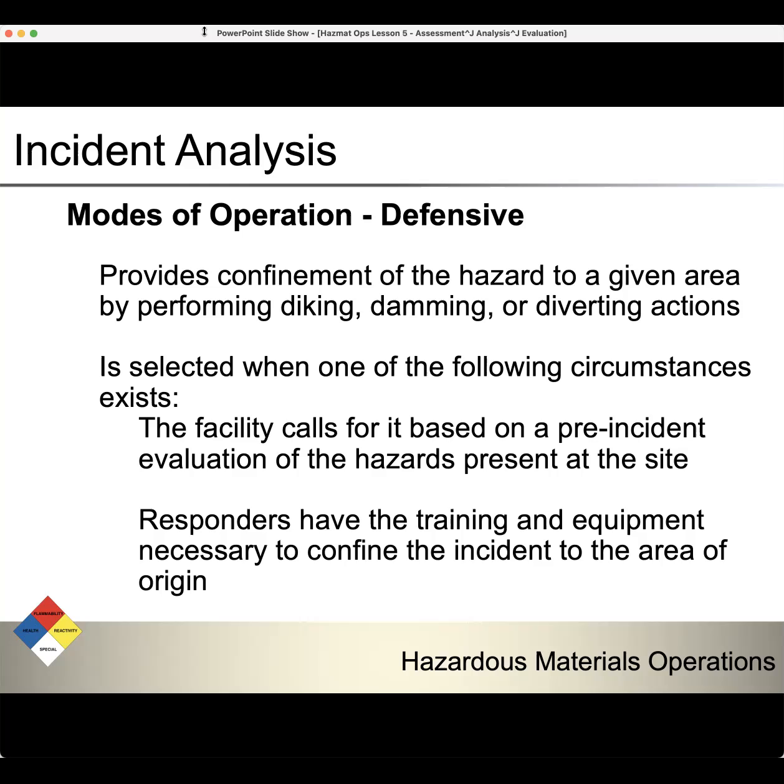We're going to choose defensive operations when one of the following circumstances exists. The incident calls for it based on a pre-incident evaluation of the hazards present, or the responders have the training and equipment necessary to confine the incident to the area of origin. We talked about those pre-incident plans. If a facility calls for it, we're going to be defensive. And if it's outside of a facility and we have the training and equipment necessary, then we're going to take care of it. After this class, you will have the training and you will know what equipment you'll need in order to do that.